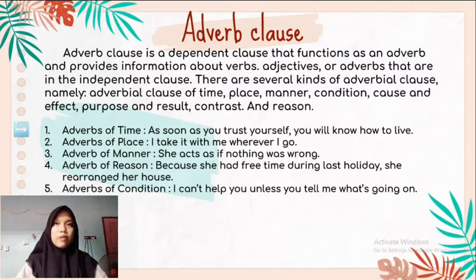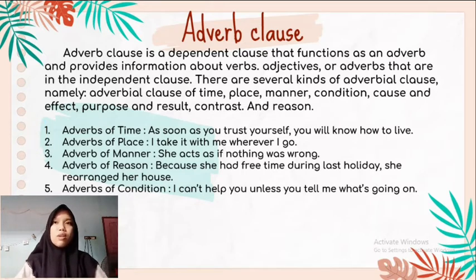1. Adverb of time. Used when you want to know the answer to a question that starts with when. Keterangan ini akan menjelaskan peristiwa yang berhubungan dengan waktu. For example, as soon as you trust yourself, you will know how to live.